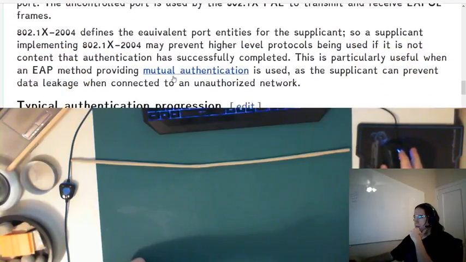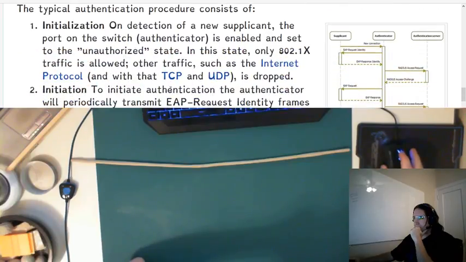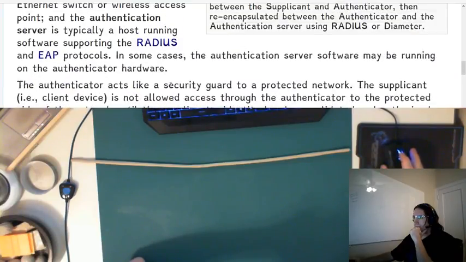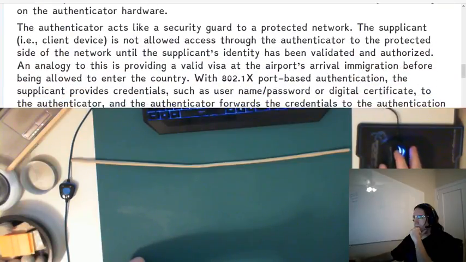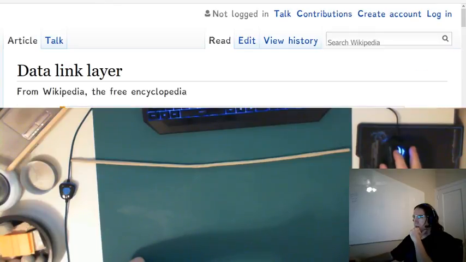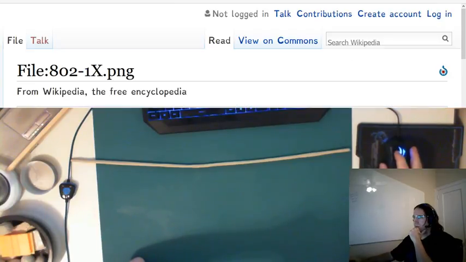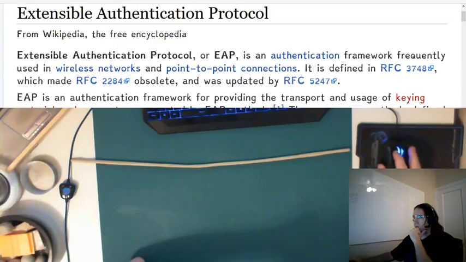I gotta look at that later on. So I'm not looking at the layers yet. I will in a minute.